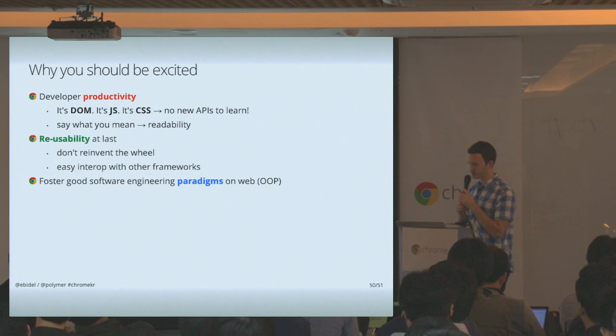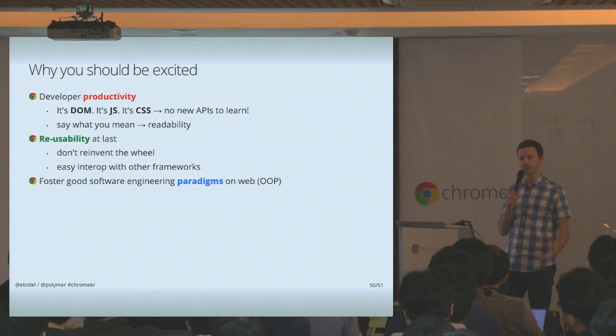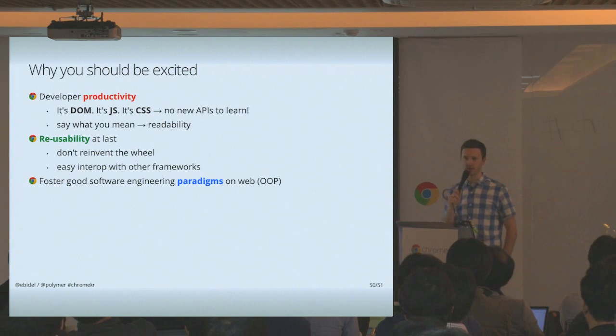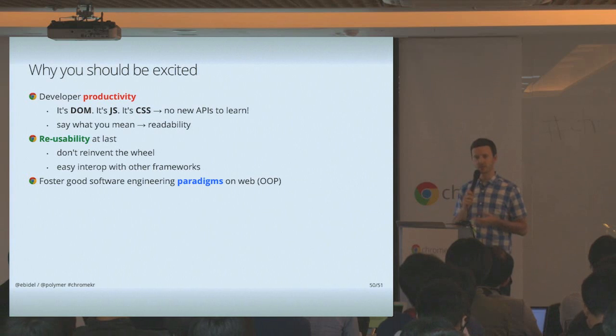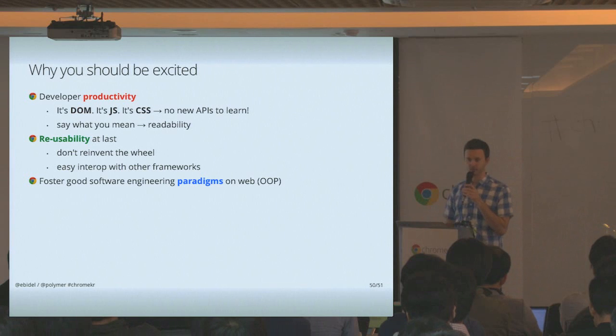And the last one is good software practices, right? Good paradigms that we've used all over the place in other languages, bringing those to the web. So thanks to Shadow DOM, right, we have things like object-oriented programming to some extent. We have encapsulation to some extent. And that's stuff that hasn't been able to be achieved before outside of the world of web components.